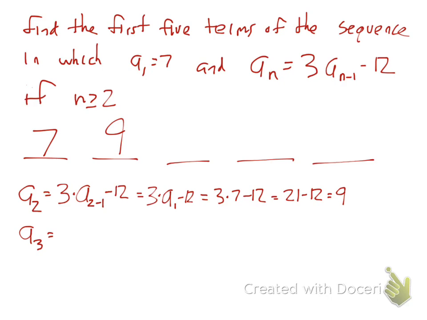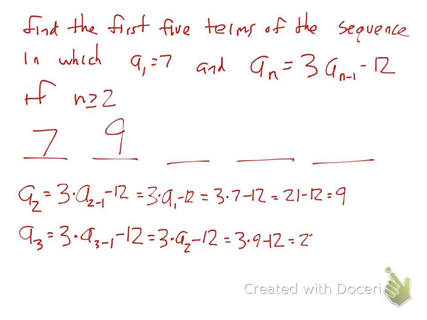Okay? Next one is 3 times a of 3 minus 1 minus 12, right? Because now I'm putting in 3 for n, which is 3 times a2 minus 12. You know what a2 is. What's a2? 9. Yes, it's 9. What's 3 times 9? 27. 27 minus 12 is 15. So now we found the first 3 terms.